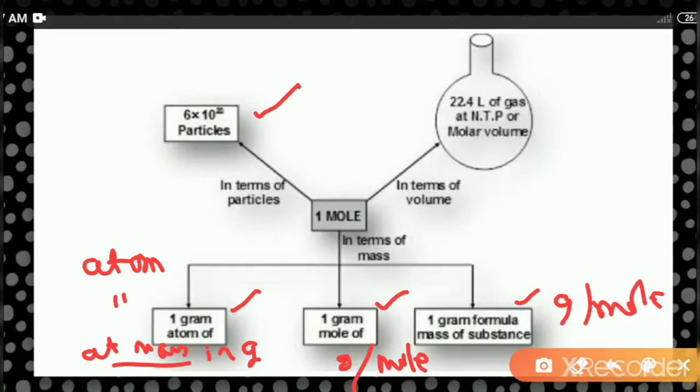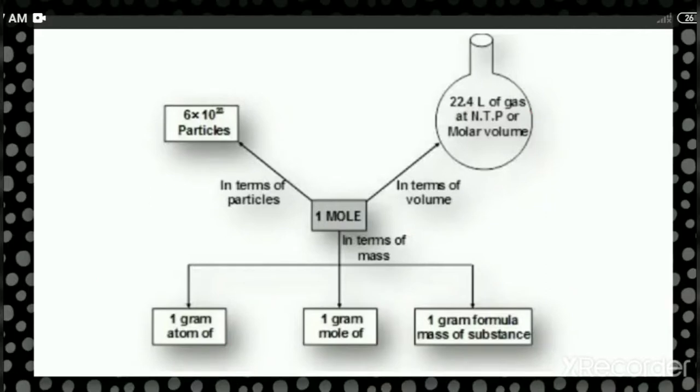In terms of volume, for gases, 1 mole of any gas at standard temperature and pressure occupies a volume of 22.4 liter. That means 1 mole of a gas like hydrogen, oxygen, nitrogen or any gas gives 22.4 liter volume, and it is only at standard temperature and pressure. So from this illustration we have discussed the number of particles, gram atomic mass, gram molecular mass, gram formula mass and volume. All of these have a relationship with the mole.